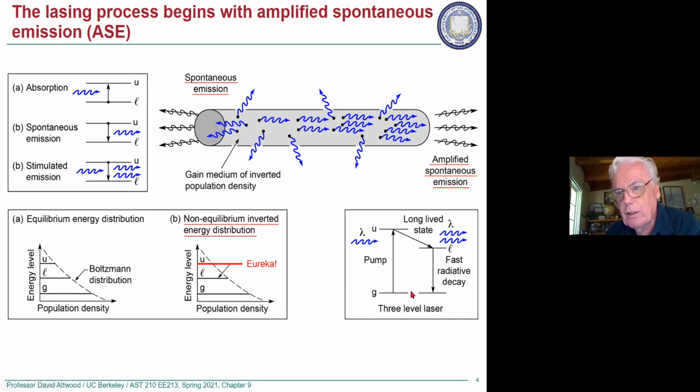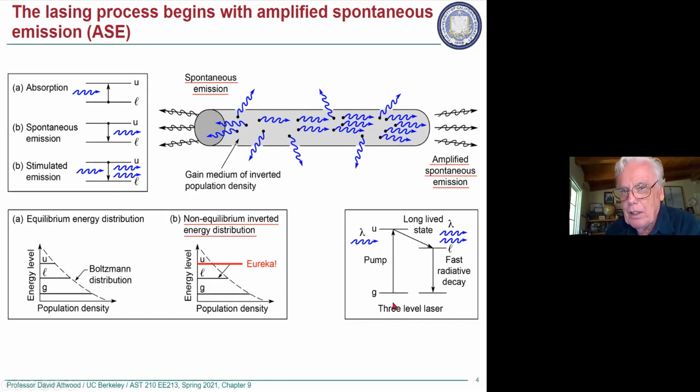Maybe you could call this a 4-level. So here's showing a ground level here. I guess it is a 3-level. Here's the ground level, here's the upper level, and here's the lower level. And they're shown off to the side.